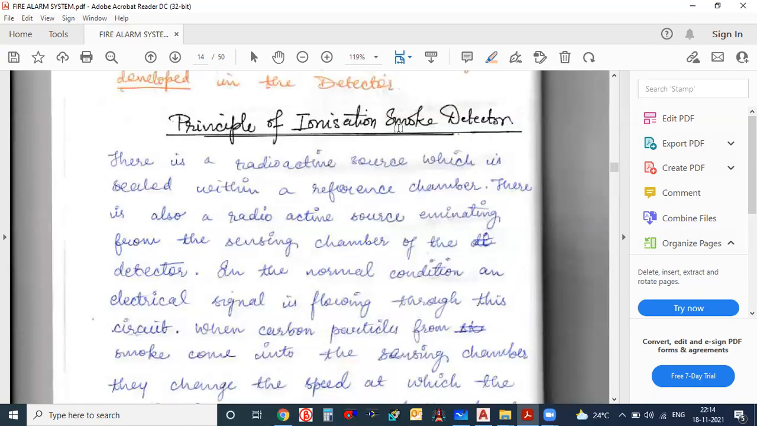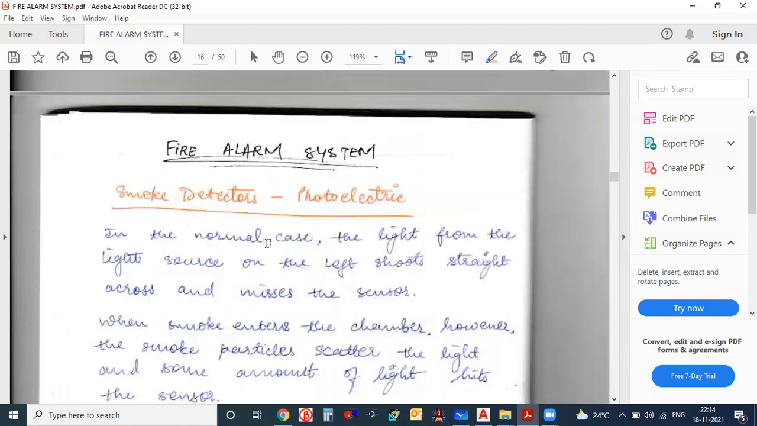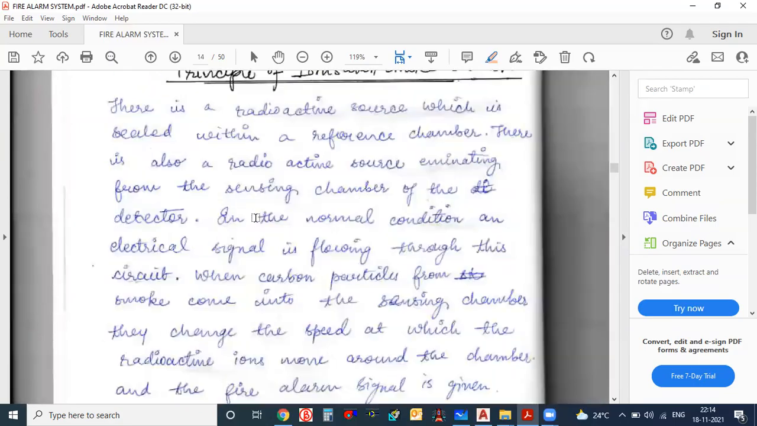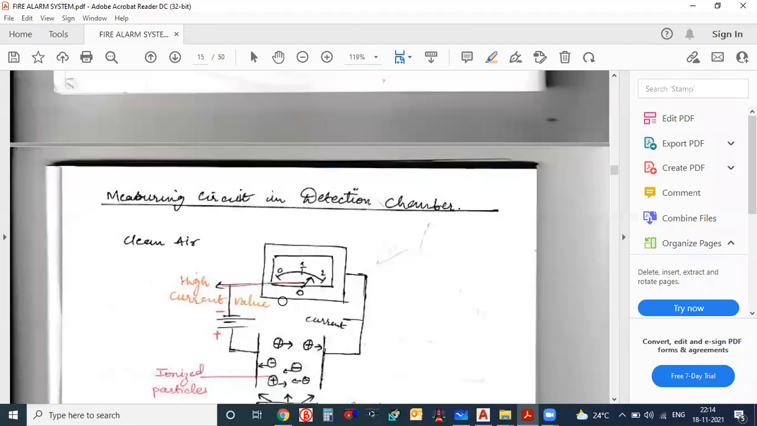What is the principle of the ionization smoke detector? It works with a radioactive source which is sealed within a reference chamber. There is also a radioactive source emitting into the sensing chamber. I think one image is given somewhere. No, it is not given. Something is written here: when carbon particles from smoke come into the sensing chamber, they change the speed at which the radioactive ions move around the chamber, and the fire alarm signal is given.